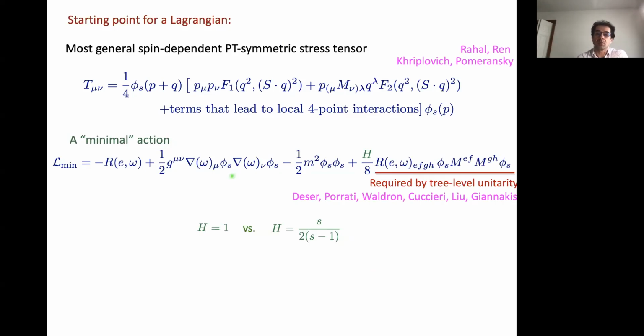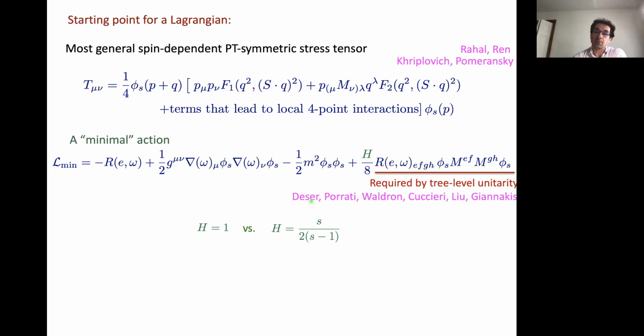So that minimal action was analyzed a while ago. And the conclusion was that its scattering amplitudes grow a little bit too fast at high energies. And to tame that growth and restore a remnant of tree-level unitarity, one needs to add such a term, which has the same number of derivatives as the original. So it's not a higher derivative term, which is why we call the action still minimal.